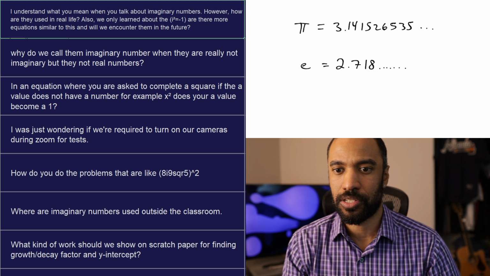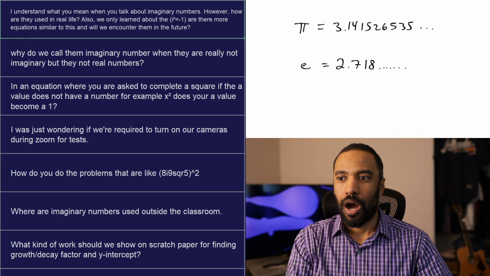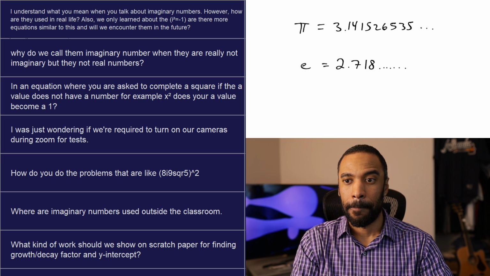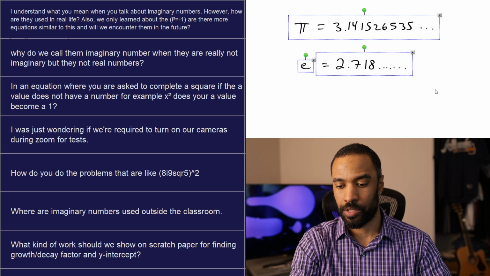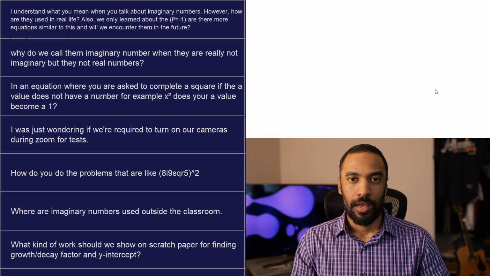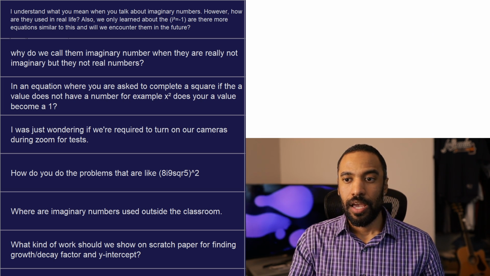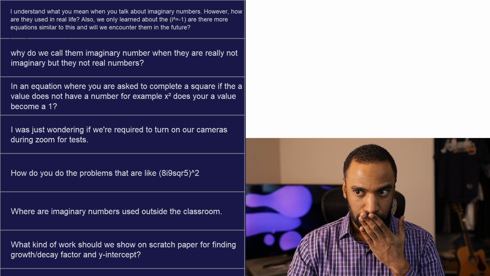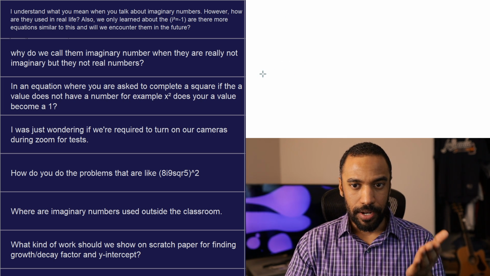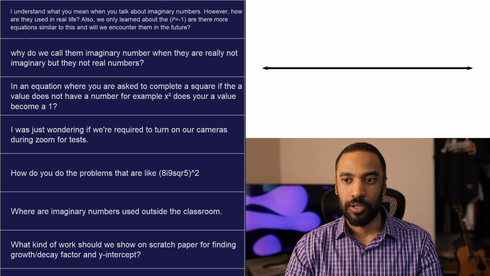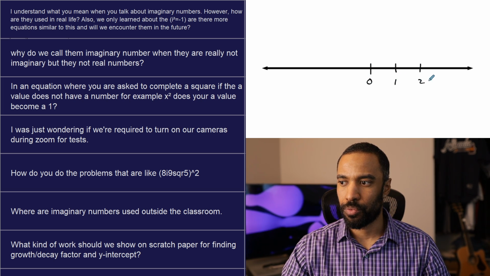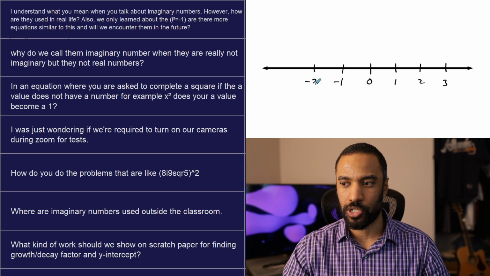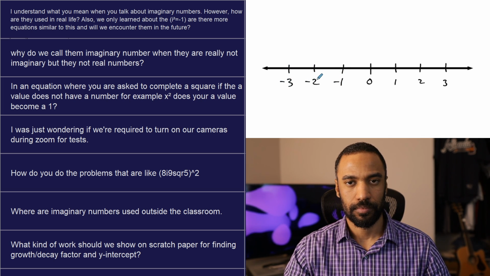Now to your other question. Your other question asks, how are they used in real life? Okay. The one thing that we're not doing here in IM2 is really looking at i on its axis. And when we draw a number line, a number line's one-dimensional. We have 0 here, we have 1, 2, 3, and -1, -2, -3. It's one-dimensional. It only goes left and right.